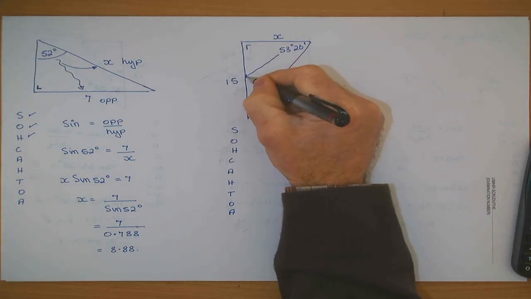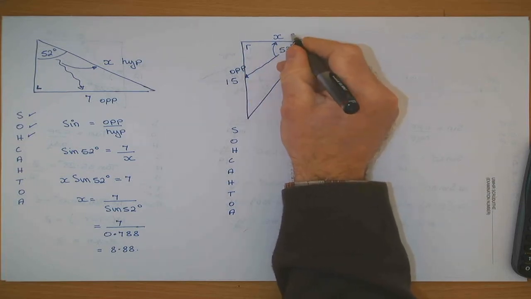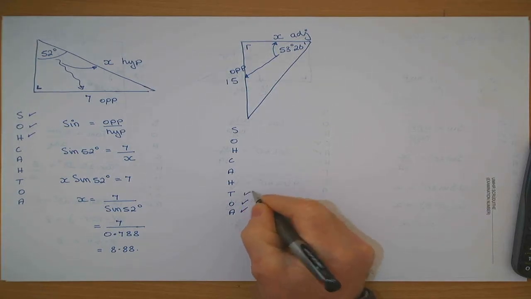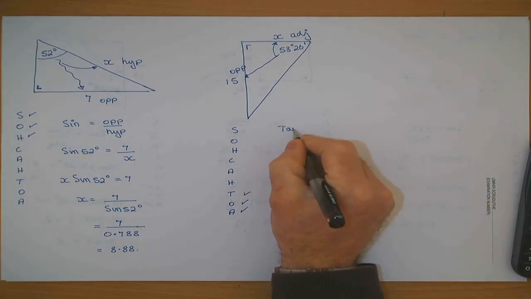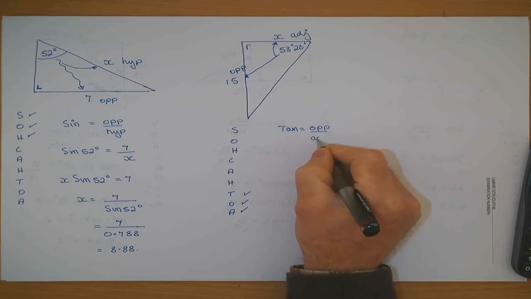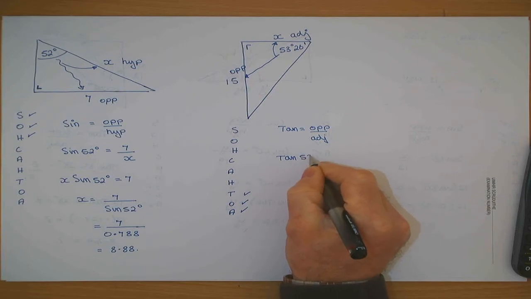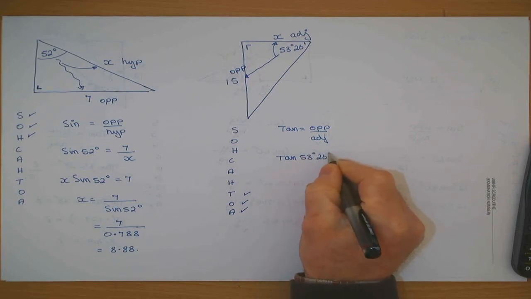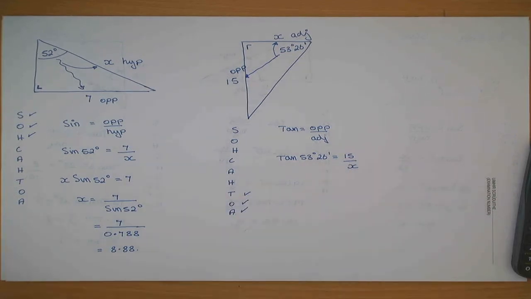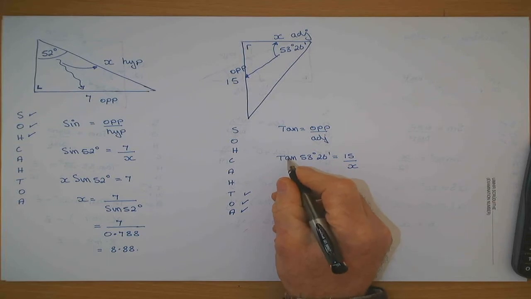What side is that? Opposite. And what side is that? Adjacent. Opposite and adjacent? Tan. I would now say that the tan is equal to the opposite over the adjacent. The tan of which angle? 53 degrees 26 minutes is equal to the opposite over the adjacent. I have to find x. x is a divisor. Bring it over, what will it become?